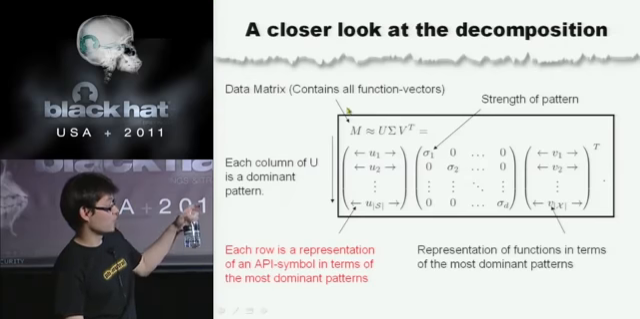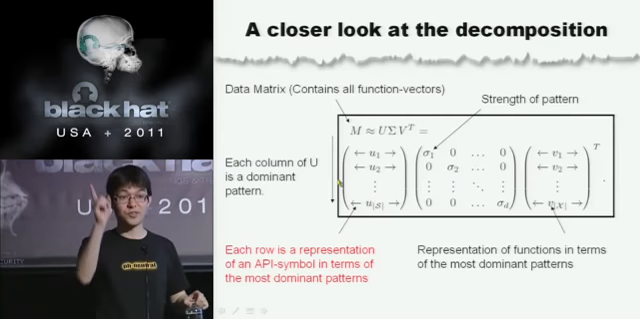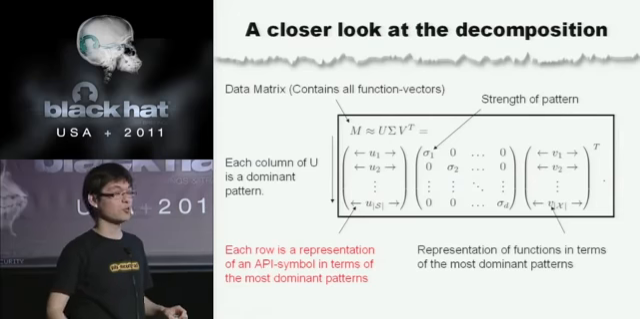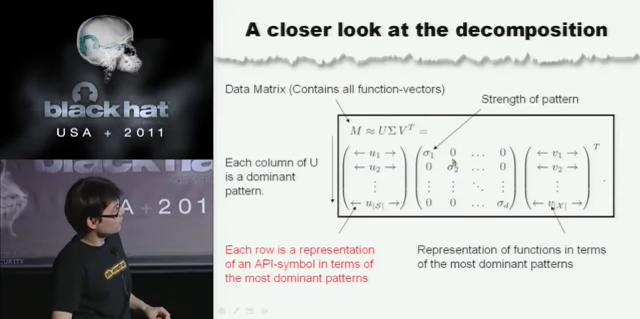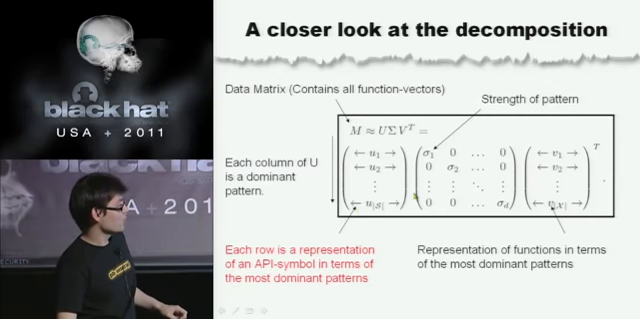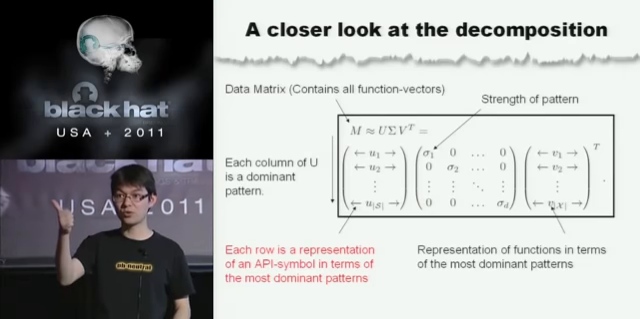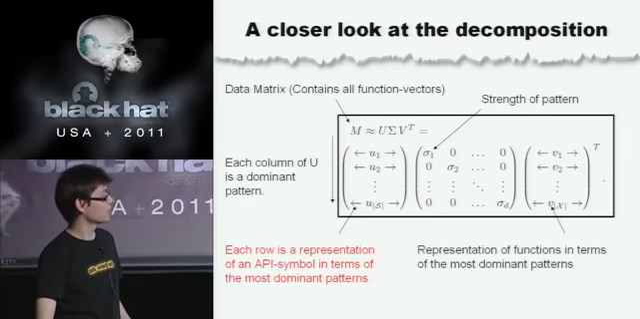So this is to implement PCA, basically. Here in the columns, we get the most dominant patterns. So the directions in the space are the most dominant patterns. Here we have the strength of the pattern, and this is the representation of the functions in terms of these most dominant patterns. And also in the rows, we get a representation of the symbols in terms of these patterns. So suddenly we have symbols and functions in the same space.